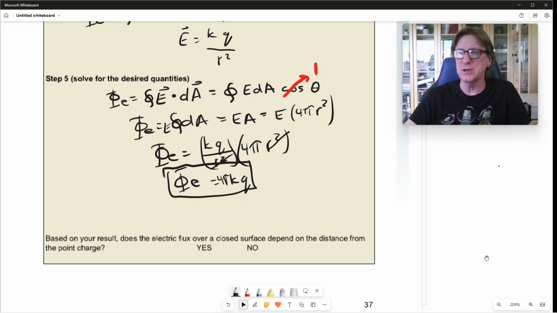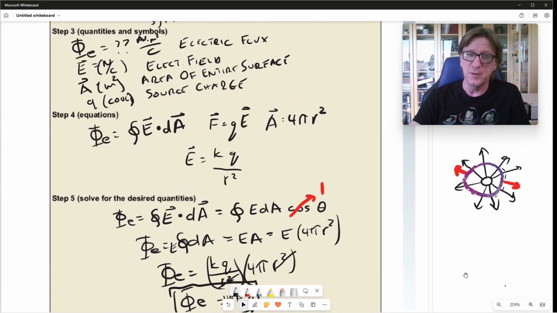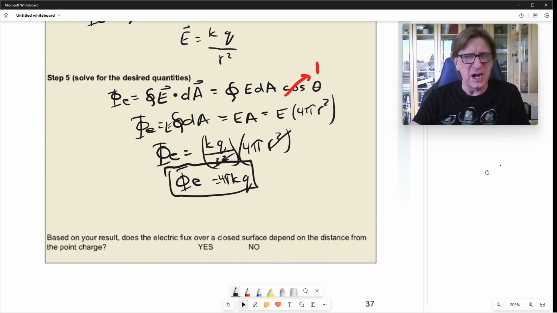Okay. So based on our result, does the electric flux over a closed surface depend upon how far away you are from the point charge? Does R come into the problem? No, it doesn't. And that's a little surprising because we know the electric field depends upon the distance, and we know that the force depends upon the distance because of what we found up here, that F equals Q times E. So it's a little odd that the flux would not depend upon the distance. So in this case, that answer is no.